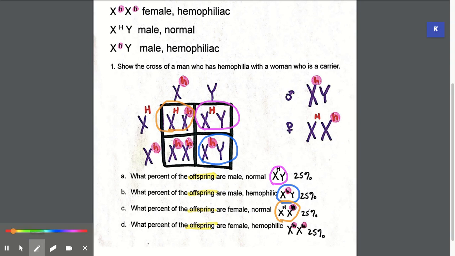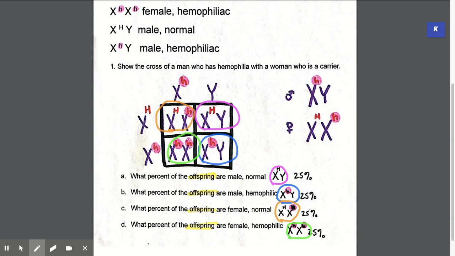And last but not least, here we have our last offspring. This would be our female with hemophilia, and that's 25% as well.